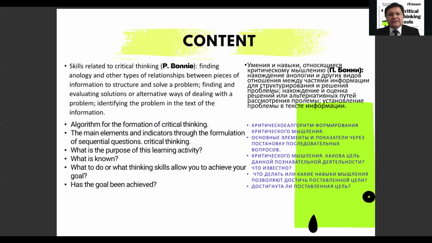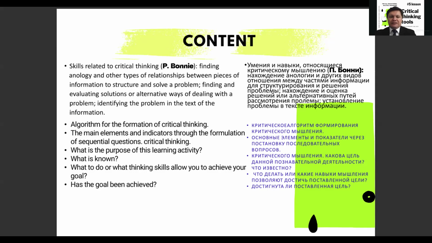According to Bonney, skills related to critical thinking are finding analogy and other types of relationships between pieces of information to structure and solve a problem, finding and evaluating solutions or alternative ways of dealing with the problem, and identifying the problem in the context of information, an algorithm for the formation of critical thinking.